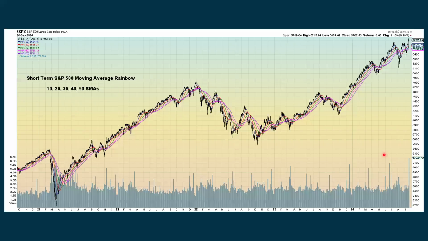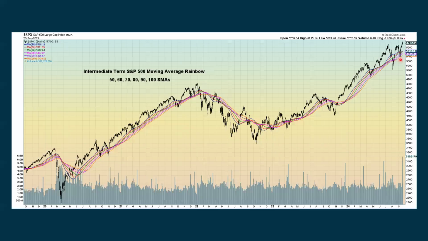Now, we have a short-term rainbow here going from 10 periods up to 50 periods. Every once in a while, I'll show this in other videos. But right now, this is just showing that this short-term trend is very positive. We have a rainbow going here, and price is above all the lines in the rainbow, and the lines are still going up. Intermediate term, another rainbow going from 50 periods to 100 periods. Also, the lines are going up and price is above the lines. The intermediate term trend is still positive.